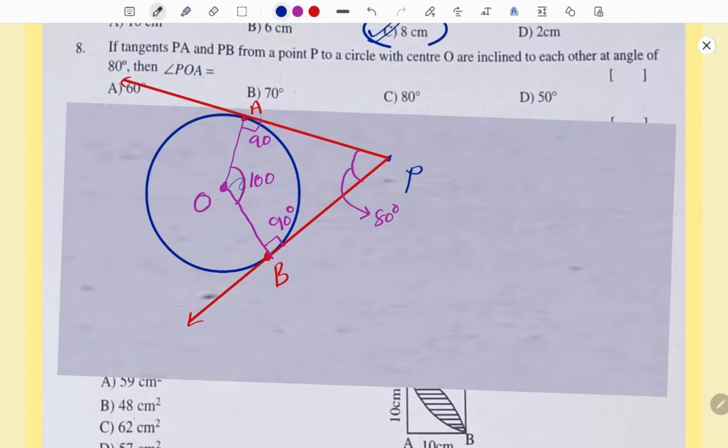Now we can join O and P. You know, this angle is bisected. Yes or no? So here 100 means half of it is 50. So now what is angle POA? Angle POA is equal to 50 degrees. So option D is the right answer.